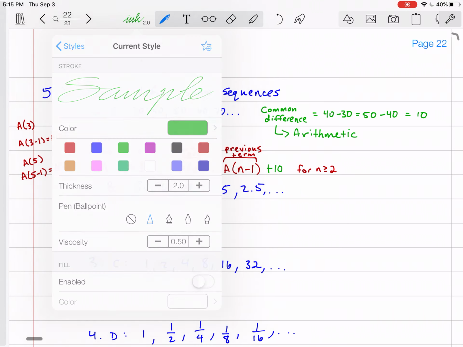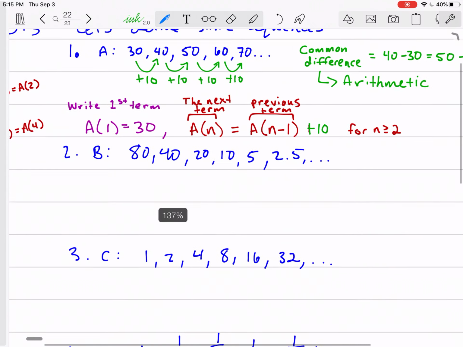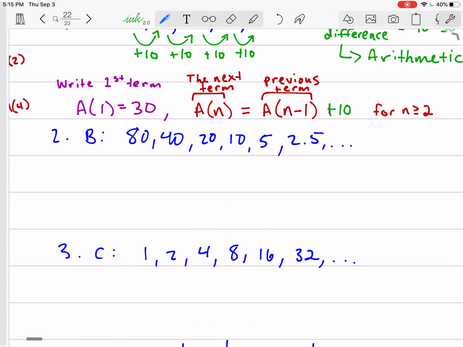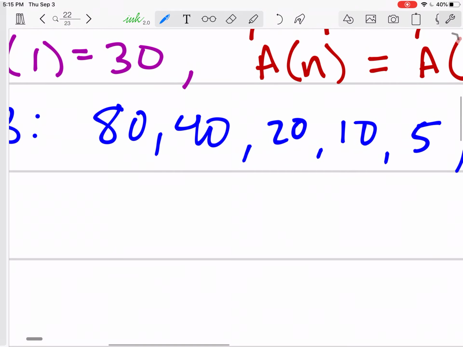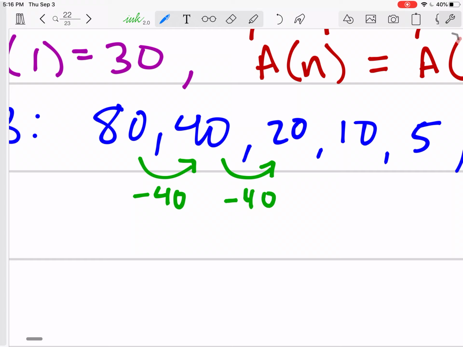All right, let's take a look at this second one here, sequence B. This time we go from 80 to 40. I could see maybe I subtract 40 here, but if I kept that going, that's not true because 40 minus 40 would be 0. So subtracting 40 doesn't work.